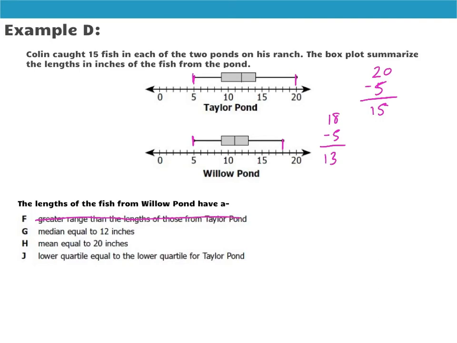Letter G says the median is equal to 12 inches. So taking a look at Willow's Pond, the median does equal 11 inches here, as we can see on our graph. So that is not correct either.